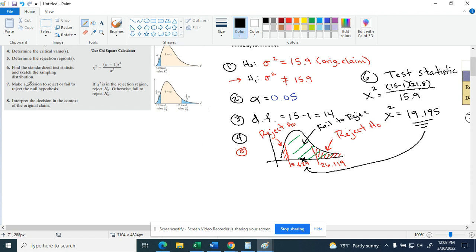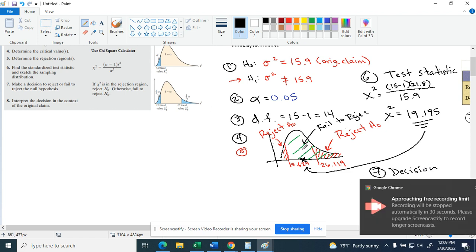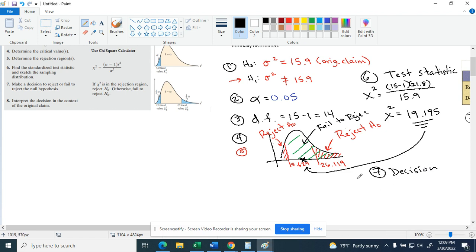And that's what step number 6 was all about, to calculate this number. And that number is going to help me do step number 7, which is to make the decision. And because I landed in the picture in a section that is not shaded in red, we call that fail to reject H0. And that is the decision.